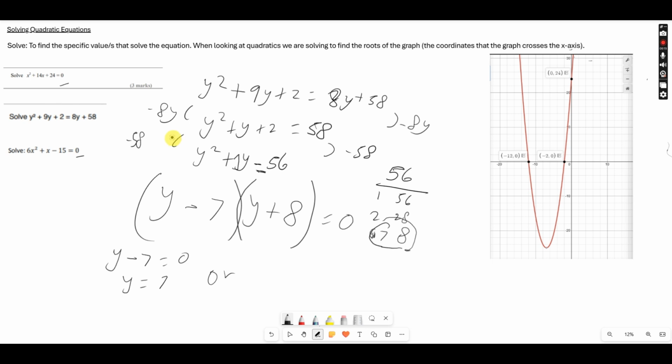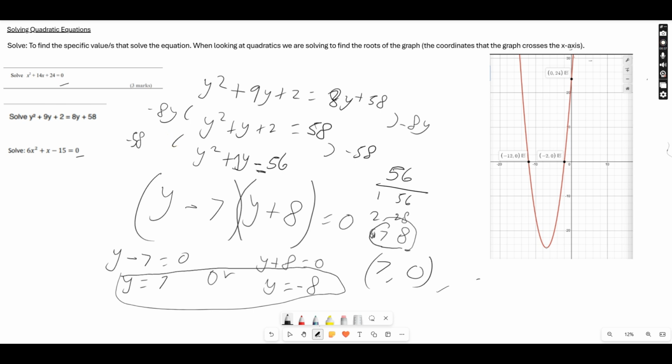Or our second solution is y plus 8 equals 0, so y must equal minus 8. There we are, those are your two answers. If it asks you for the coordinates of where the roots or solutions are, it would just be (7, 0) or (minus 8, 0), because remember, we're solving it, so y is 0 here, okay?